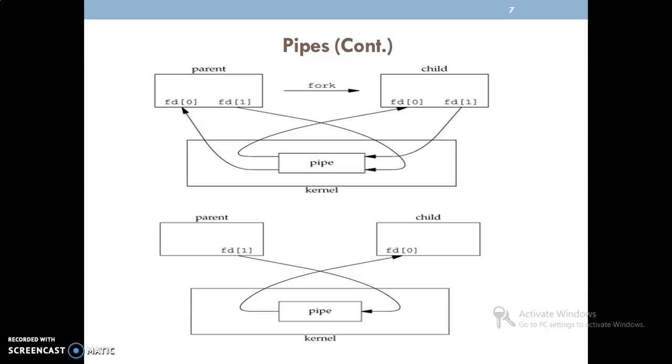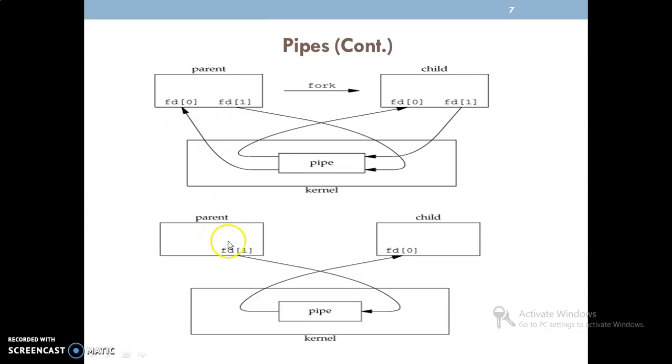In this diagram, we can make the observation that if FD1 is writing the data to the pipe, then from this pipe FD0, with respect to the child, is reading the data. Similarly, if the child is writing the data from this end, then the parent is reading the data from this end. What we need to understand is that when we call the fork API, the child process is created. Whatever file descriptor values the parent has, the same are inherited by the child.